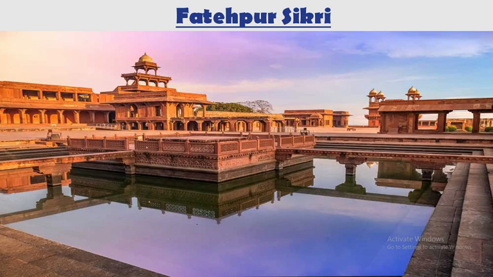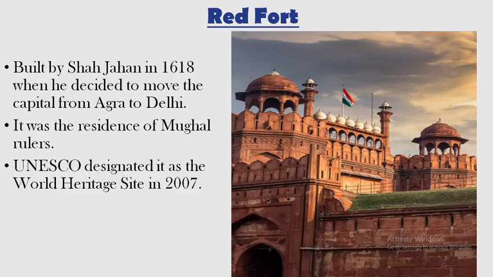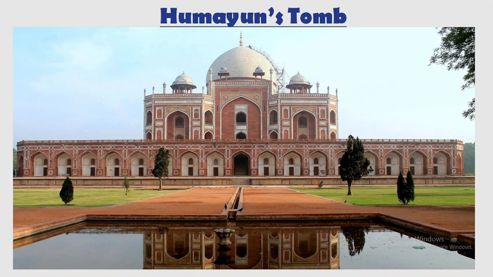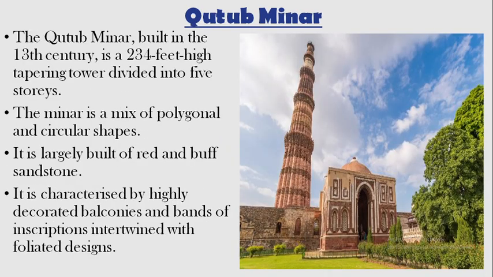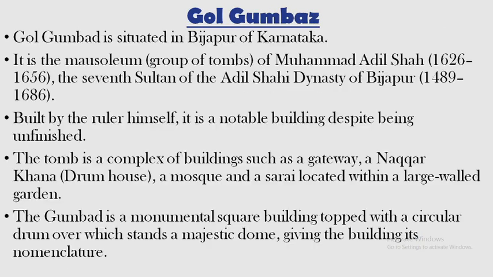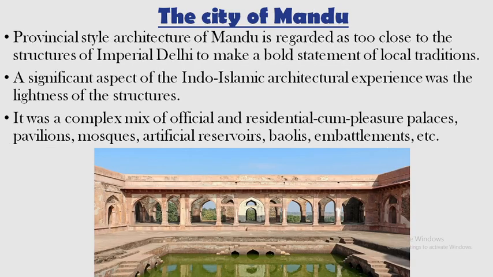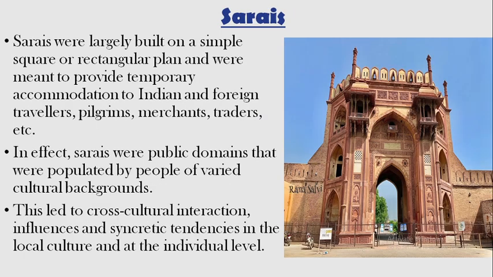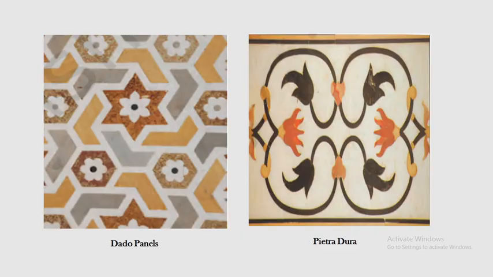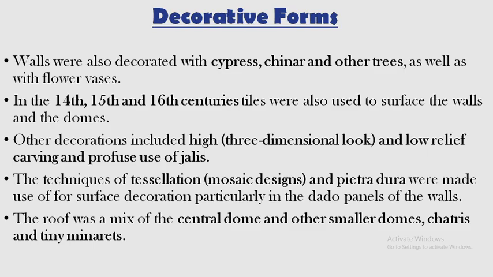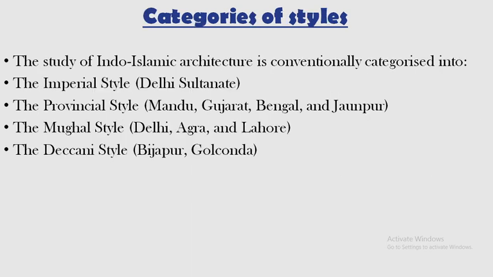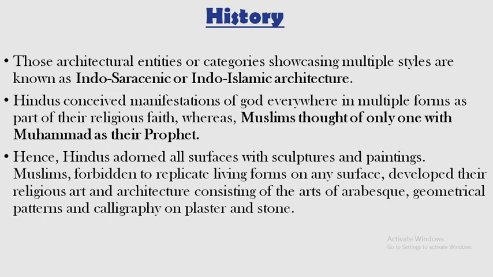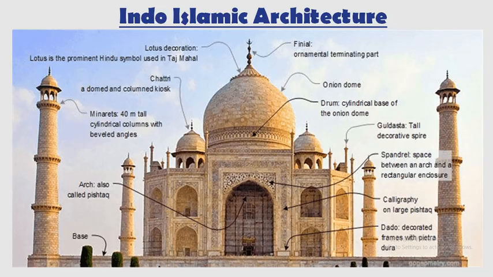So these are some of the examples of Indo Islamic architecture: Fatehpur Sikri, Agra Fort, Badshahi Mosque, Red Fort, Humayun's Tomb, Chand Minar, Qutub Minar, Jama Masjid, Gol Gumbaz, Taj Mahal, and the city of Mandu. The structures we discussed are the dargahs, the kankas, mosques, sarais, tombs, minars, and dado panels, and we saw the categories of styles, the typologies of structure, and also the history of the Indo Islamic architecture.